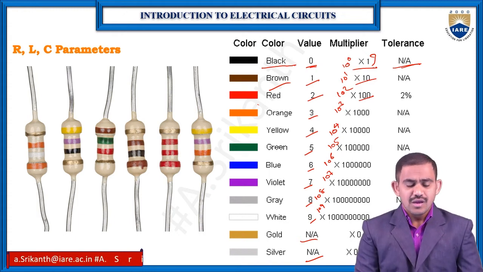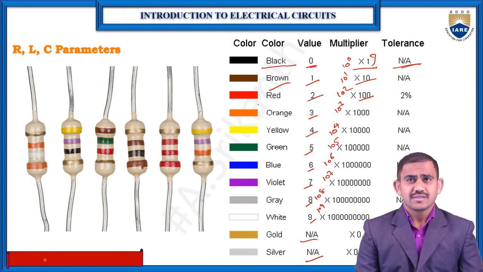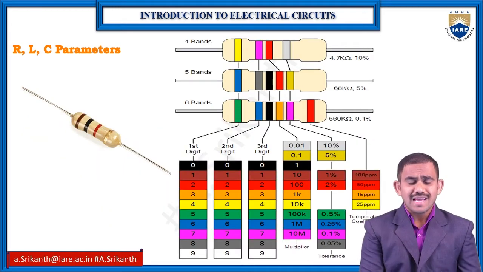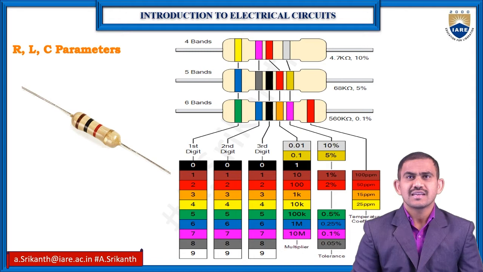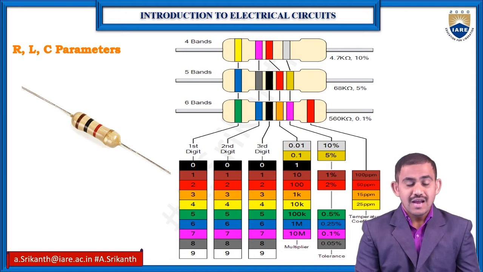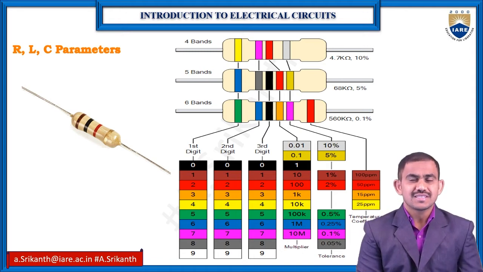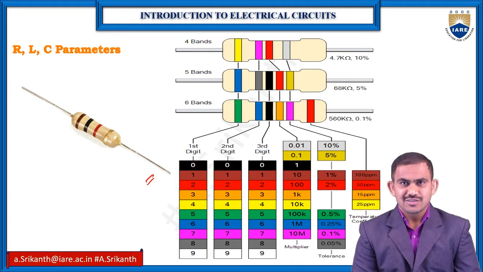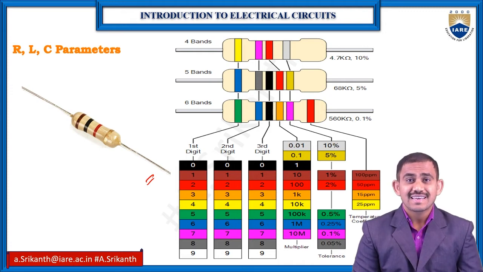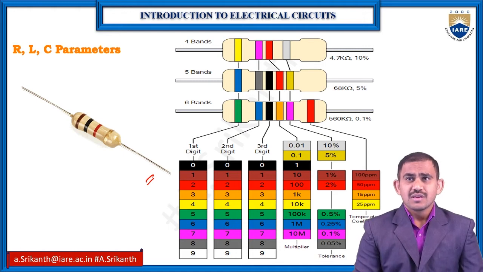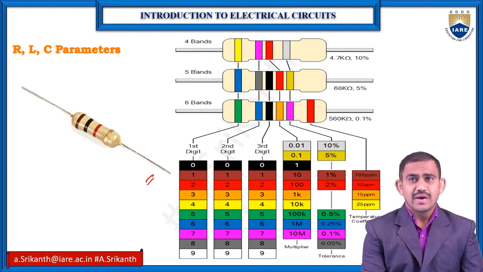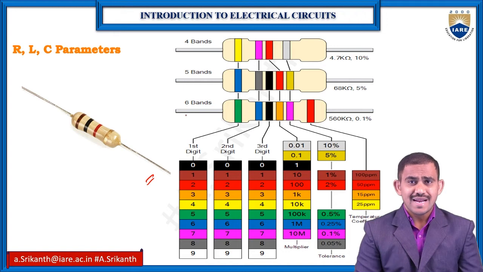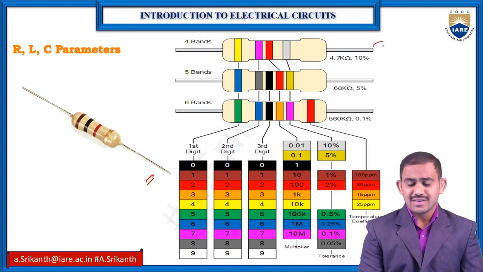Now we will calculate the resistor value using color coding. Suppose I have this simple resistor, and I want to find out its value. For this, here I have the logic for how to find out the value of a resistor. Just observe: here we have 4 bands, 5 bands, 6 bands. We have different band resistors in this figure.